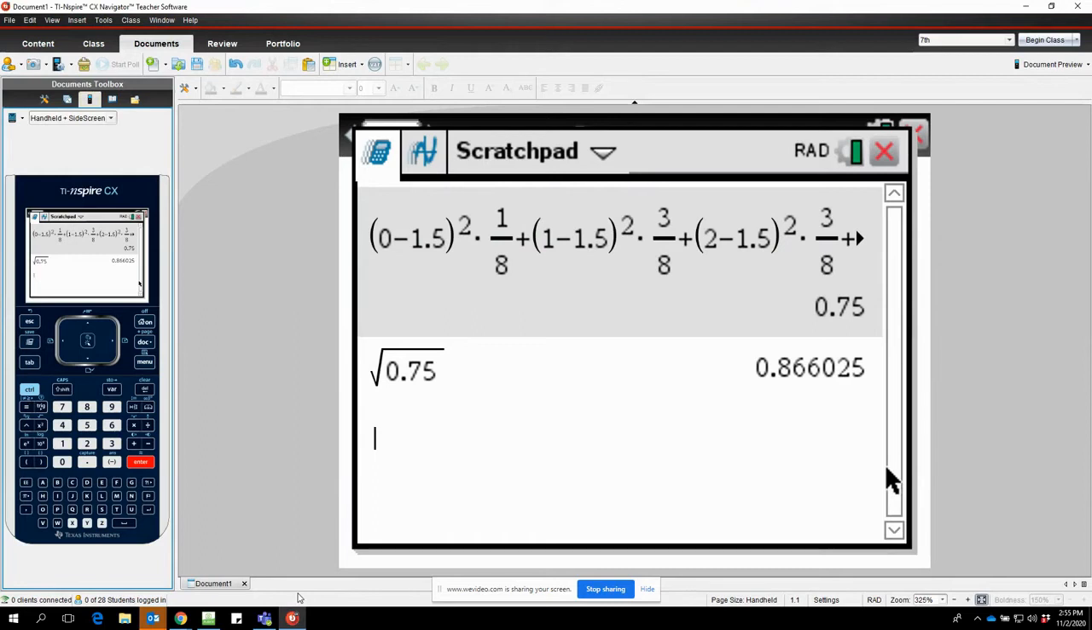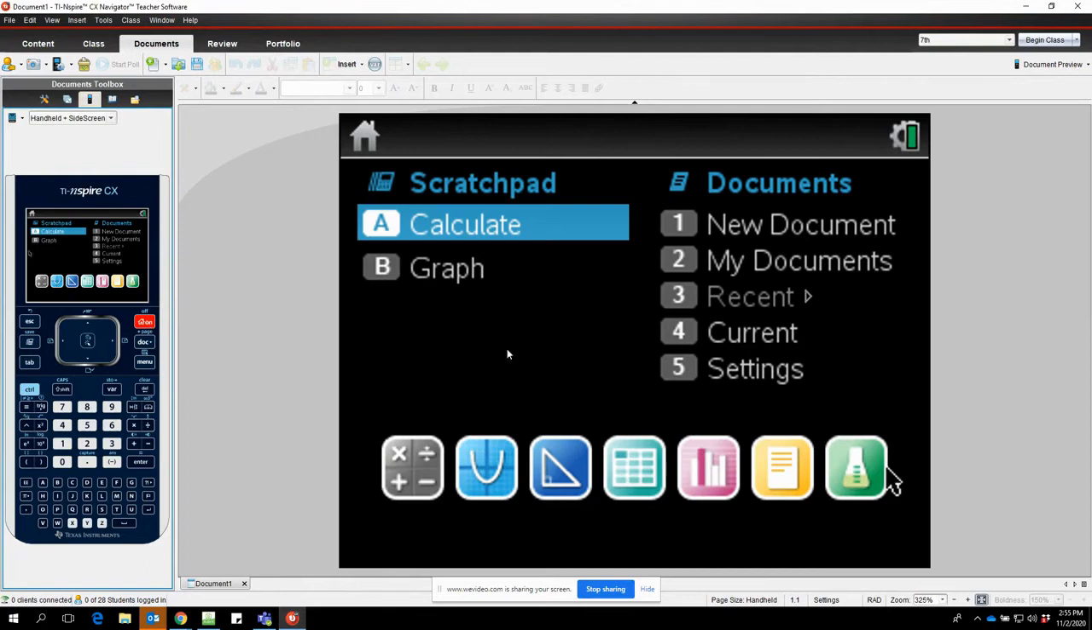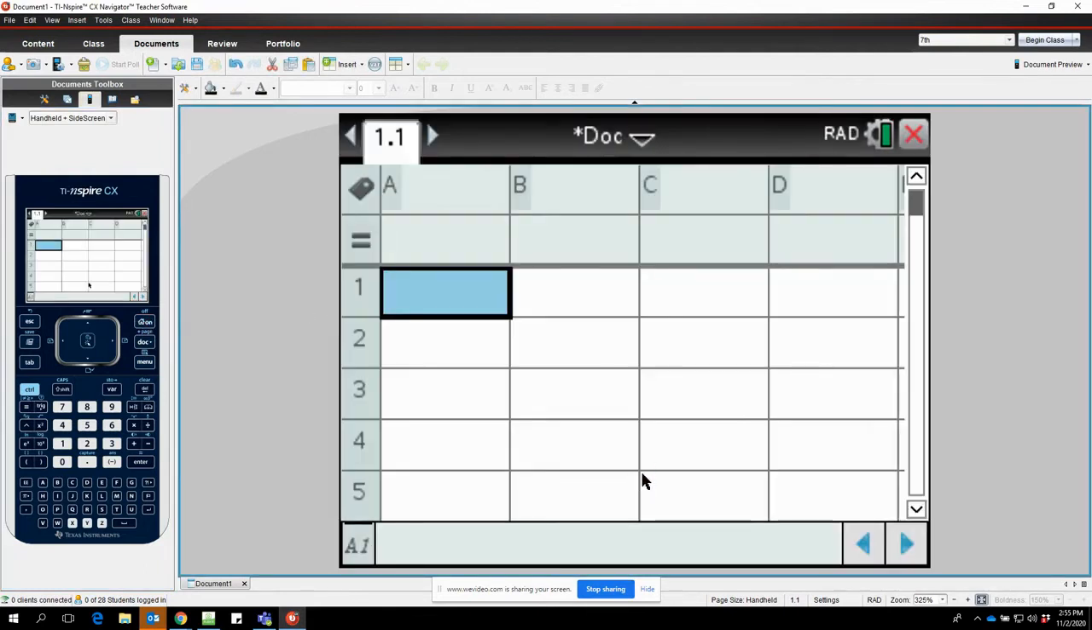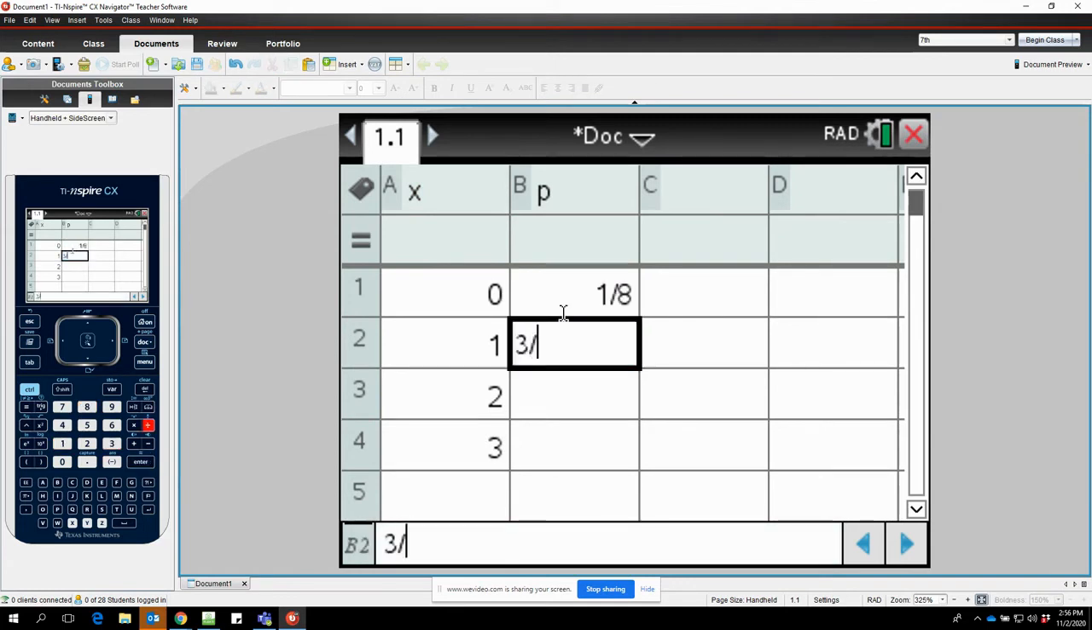In order to find that mean and the standard deviation that we just did, we could type our data into a spreadsheet. So on a spreadsheet, I'm going to call one column X, and then here I'm going to call it P for the probability. So remember the X values were 0, 1, 2, 3, and then the probabilities were 1/8, 3/8, 3/8 again, and 1/8 again.